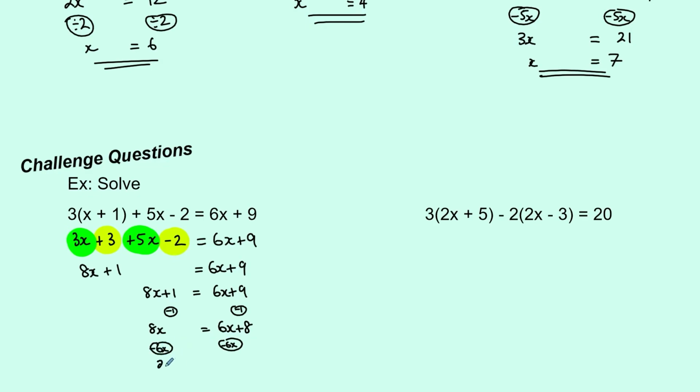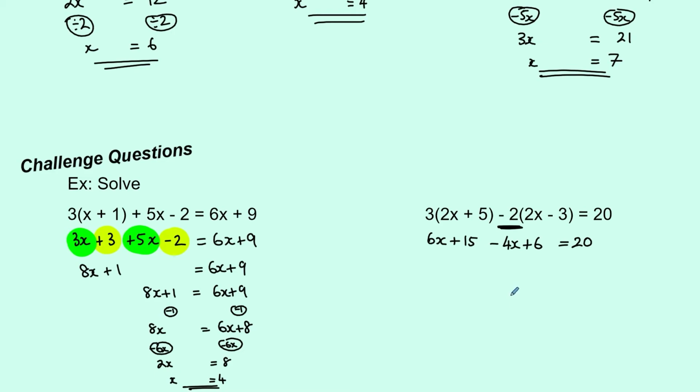And that leaves us with 2x equals 8. And at the final step, we're going to divide by 2 to give us x equals 4 as our final answer. Same idea with this second or final equation. We're going to multiply the brackets. So that would be 6x plus 15 minus, now be careful here, we're multiplying this bracket by negative 2. So it's negative 2 times 2x, that's negative 4x. And negative 2 times negative 3, which would be a positive plus 6 at the end, equals 20.